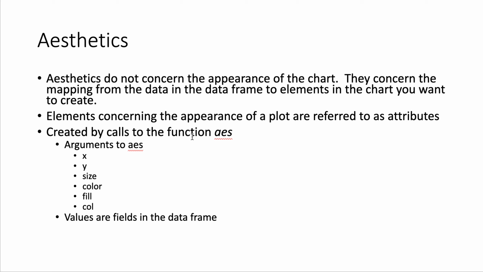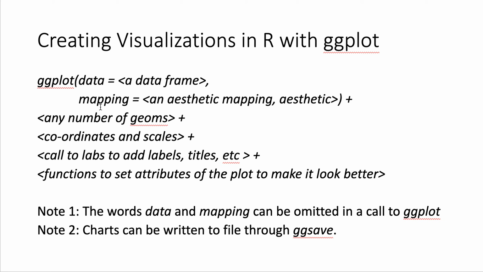Aesthetics are created by a call to the function aes, and the arguments that you have in aes are, as you would expect, x, y, size, color, fill, and so on. And the values to these arguments are fields in the data frame. Now, once you've created the ggplot, and this creates a ggplot object, then you can layer, using this plus, any number of geoms. And the geoms are, in fact, the charts that ggplot and R make available to you.